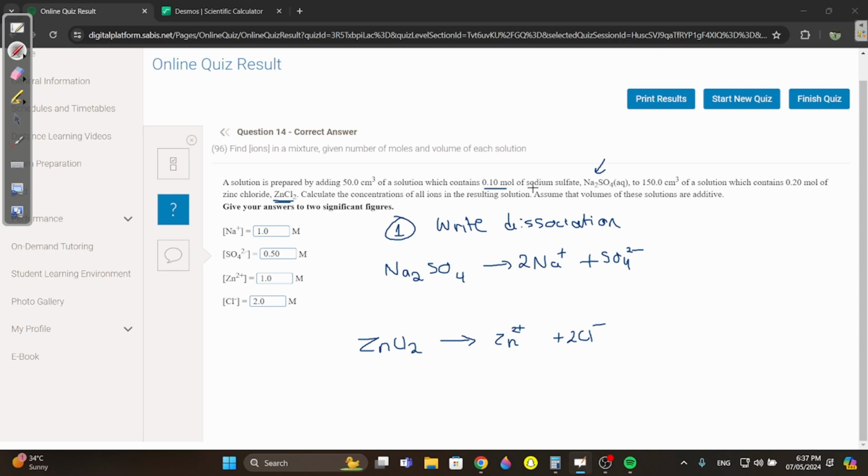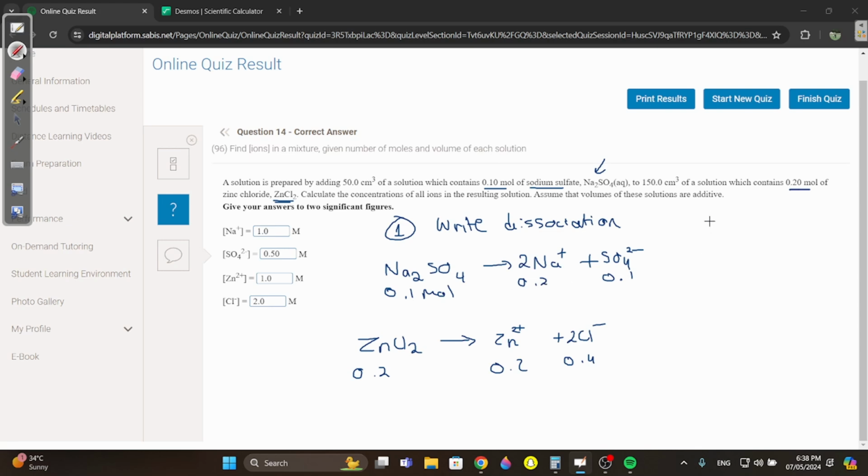They said we have 0.1 mole of sodium sulfate. So here I have 0.1 mole. Na would be double that, right? So 0.2, because there are 2 Na. SO4 has a coefficient of 1, so it doesn't change, it stays 0.1. Then for ZnCl2, they said 0.2 moles. So you put 0.2, then Zn stays 0.2 because it has the same coefficient. But Cl has a coefficient of 2, so you multiply by 2, which gives 0.4. Now we have the moles for everything.